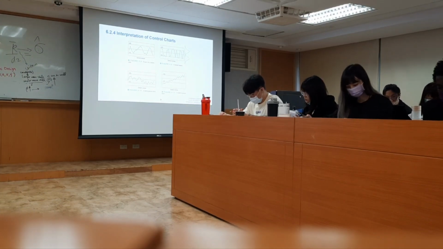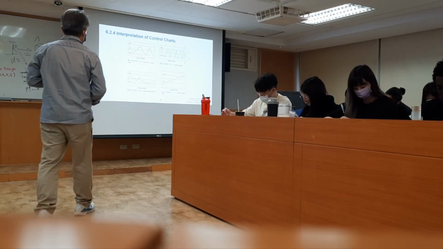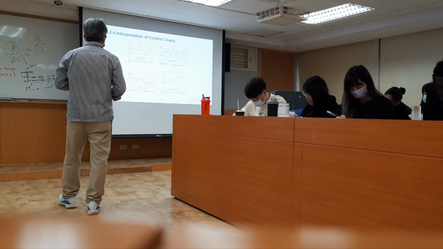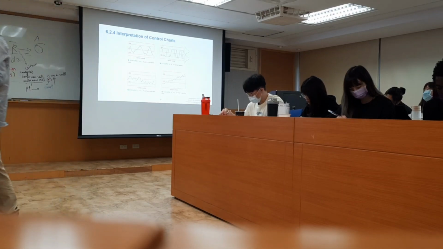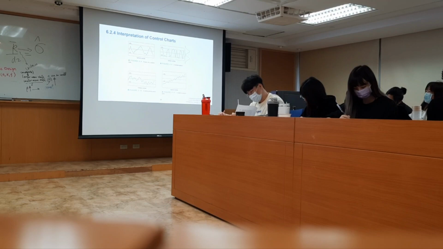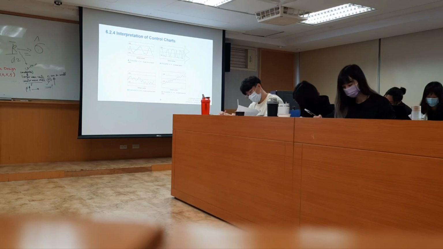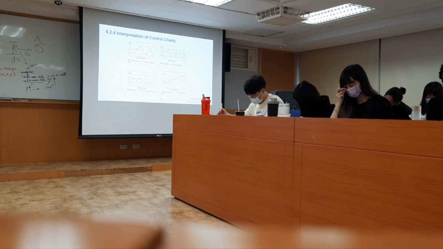Interpretation of X bar and R charts. First one, cycle on a control chart, figure 6.8. The cyclic pattern occasionally appears on the control chart. This is in figure 6.8. A typical example, use a highlighter. Okay? Cyclic pattern. This example is typically shown in figure 6.8.